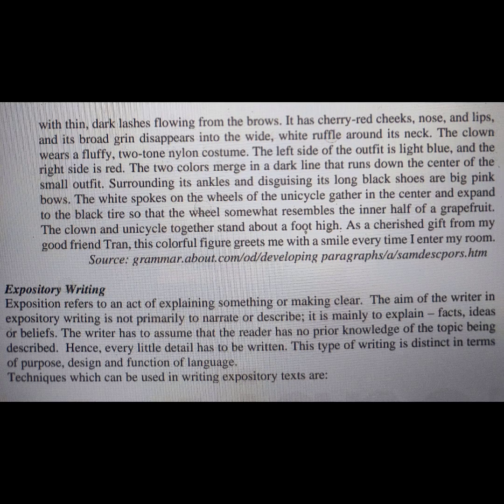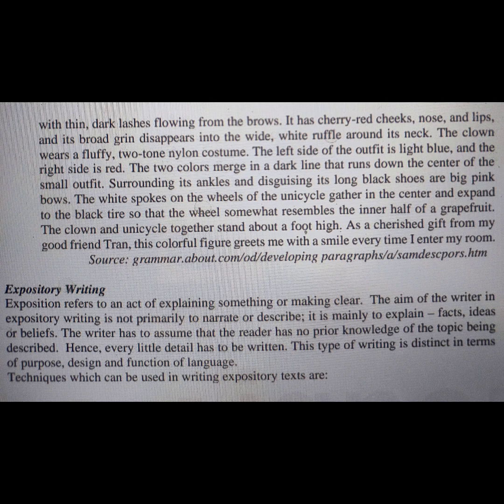The white spokes on the wheels of the unicycle gather in the center and expand to the black tire so that the wheel somewhat resembles the inner half of a grapefruit. The clown and unicycle together stand about a foot high. As a cherished gift from my good friend Tran, this colorful figure greets me with a smile every time I enter my room.